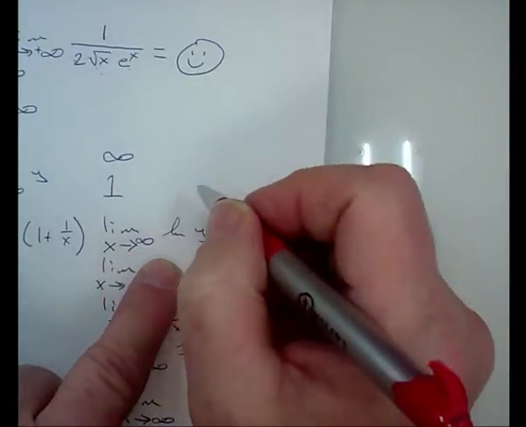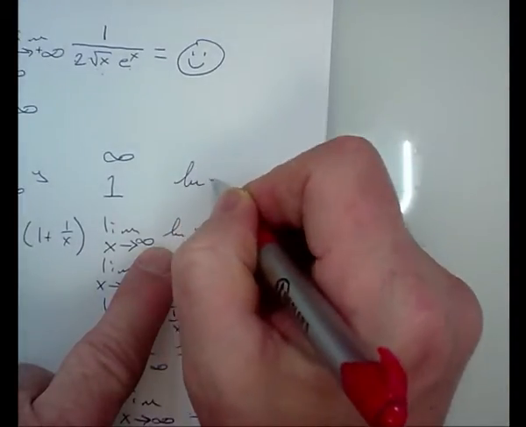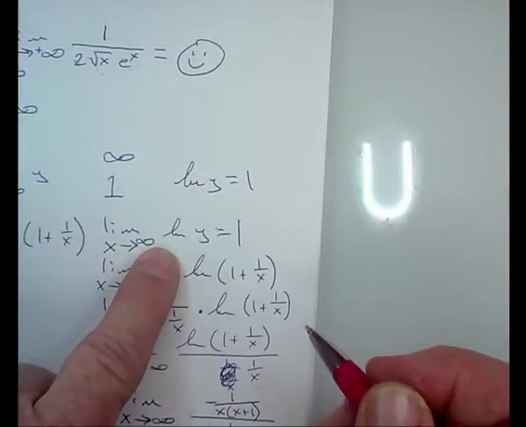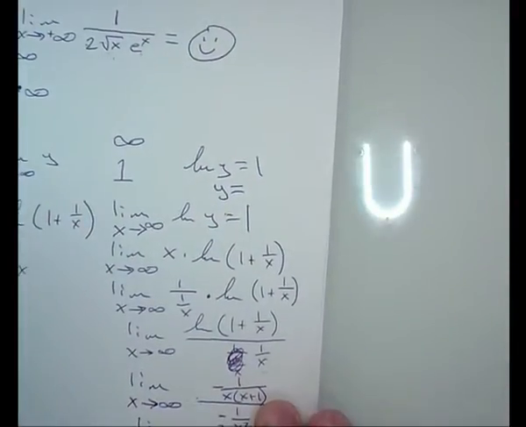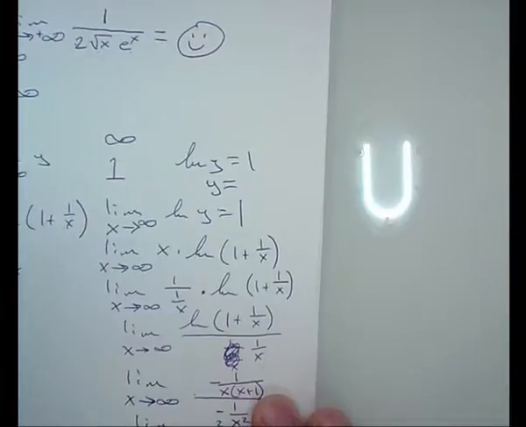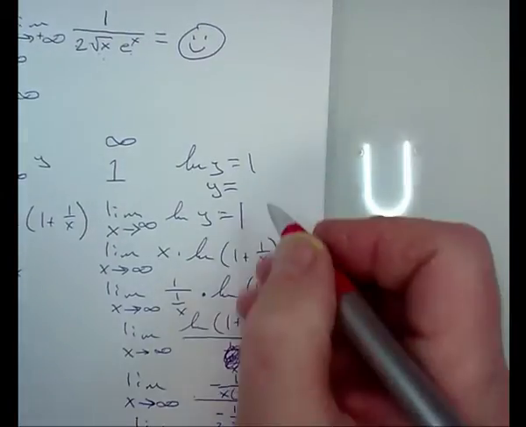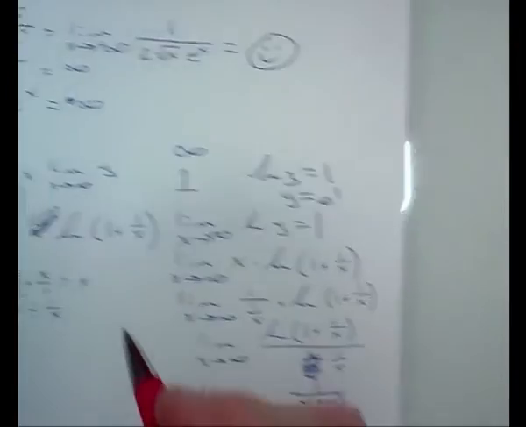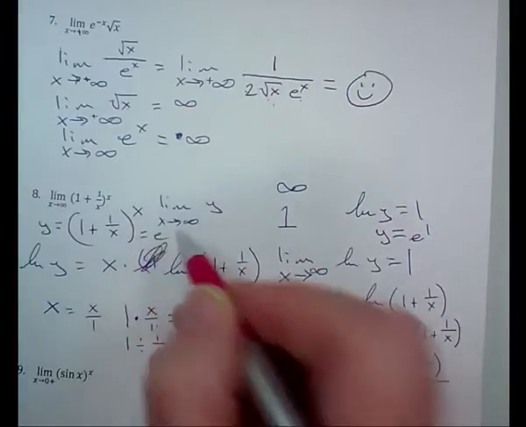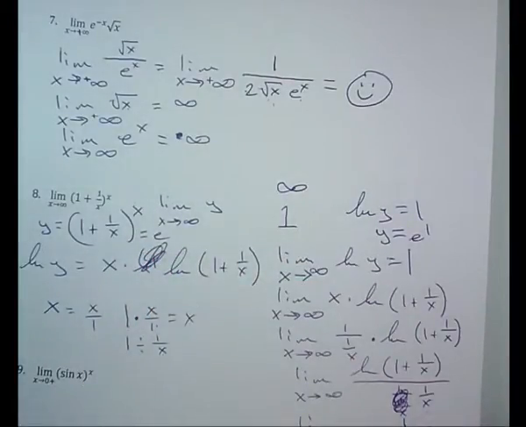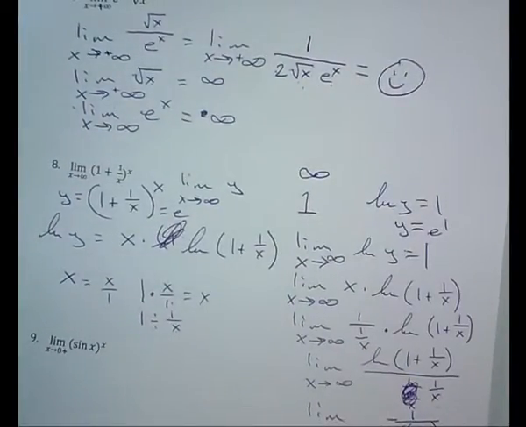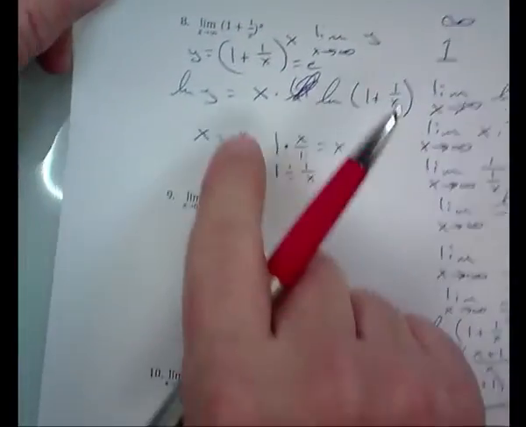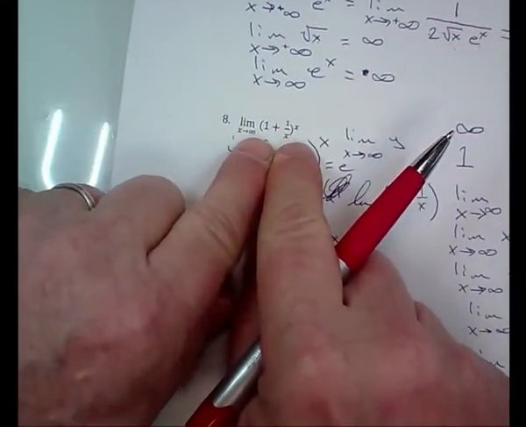So that means the natural log of y, its limit, is equal to 1. That means y has to equal what? E to the first. So the limit of this has to be e. Yes? So you can introduce the natural log there in the beginning, but you have to come back to it, right, because our original thing is we want to know this limit.